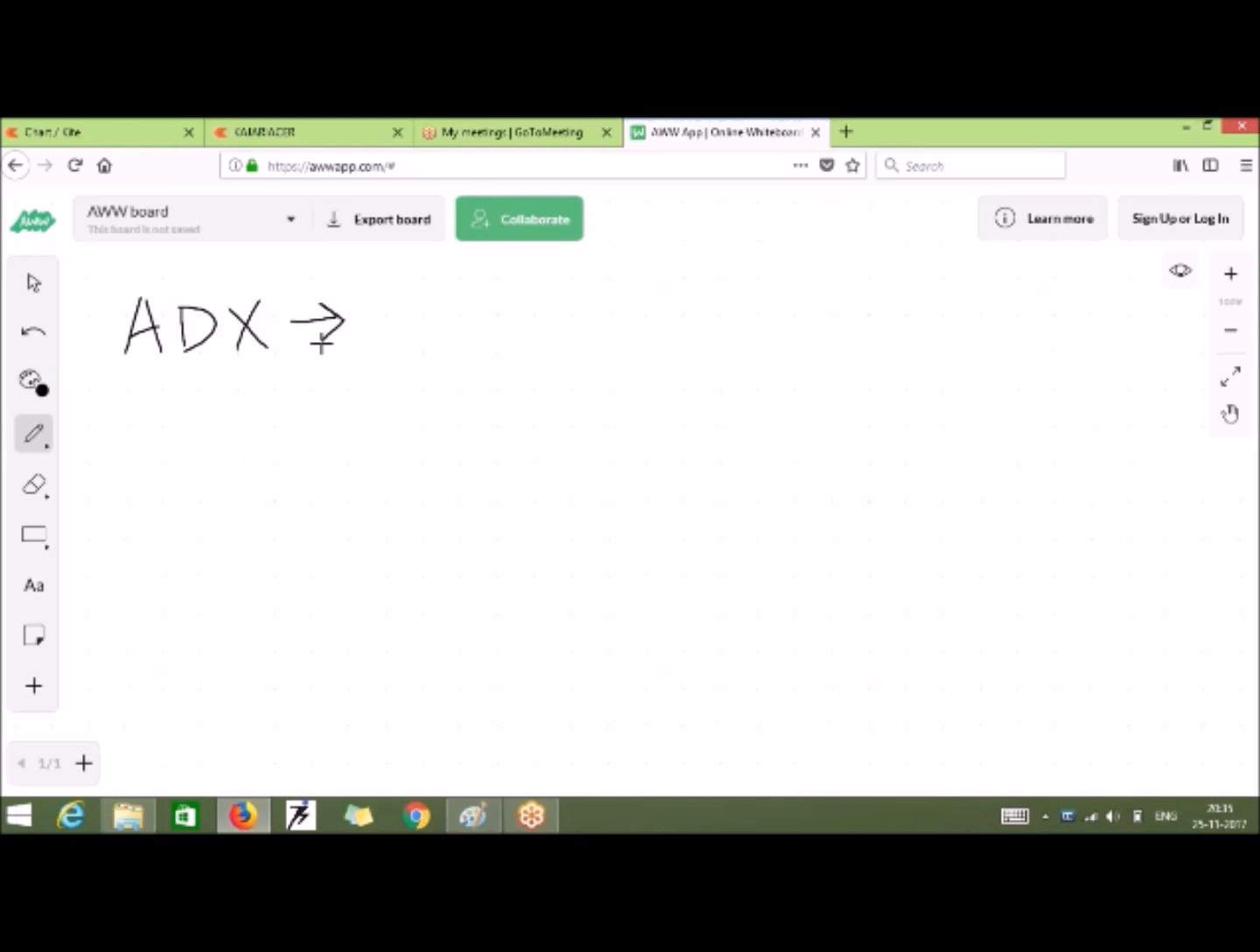ADX is average directional index. No need to write the full form, and we will not go into the calculations. One more thing I forgot to mention: please keep a notebook with you. I'll be sharing what strategies are normally followed in the market for ADX, and then moving to the next one, MACD. Also I will tell you what strategies are being followed in the market, and depending on that strategy, you can build up your own strategy also.